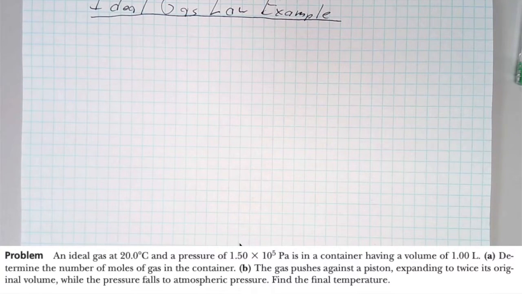We have an ideal gas at 20 degrees Celsius and a pressure of 1.5 times 10 to the 5th pascals in a 1 liter container, and we want to determine the number of moles of gas in the container. And then in part B, the gas pushes against a piston, expanding it to twice its original volume, while the pressure falls to atmospheric pressure, and it wants us to find the final temperature. So let's go ahead and look at part A.